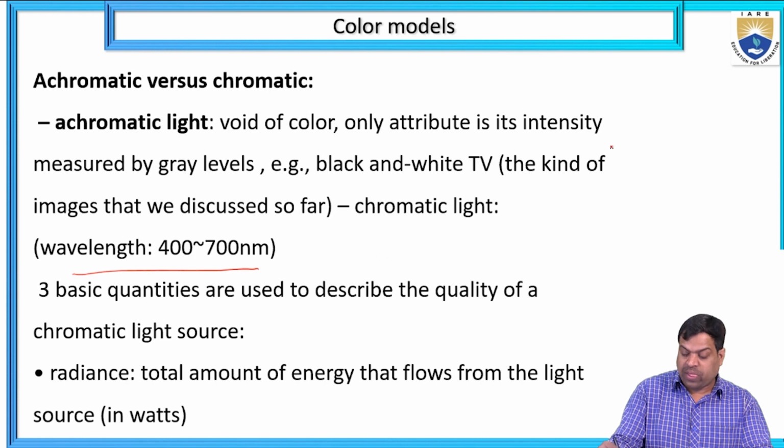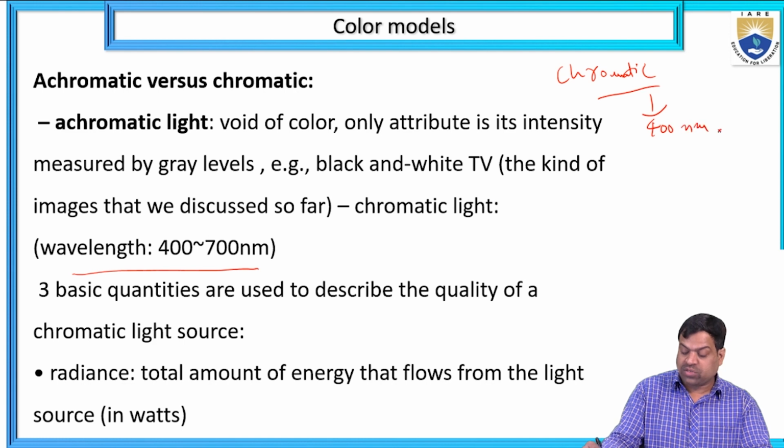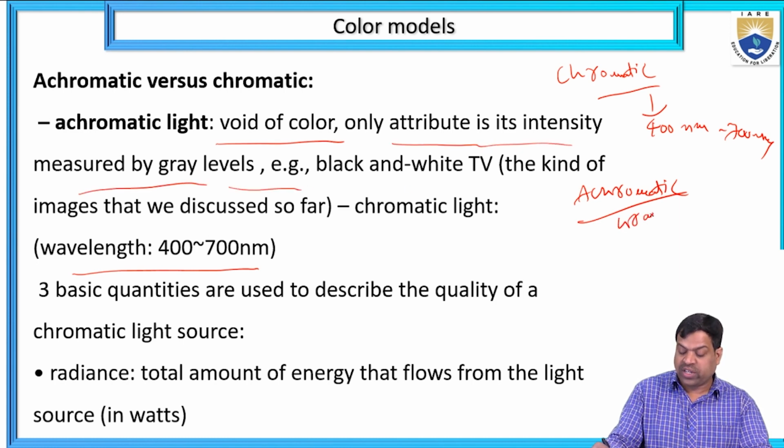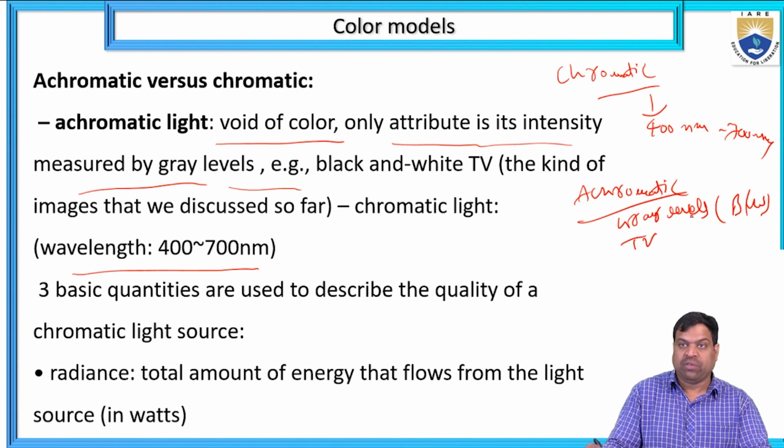So chromatic light is 400 nanometers to 700 nanometers. And what is achromatic? Achromatic is devoid of color, with only the attribute of intensity measured by gray levels. Example, gray levels, that is black and white TV. So black and white TV like this.